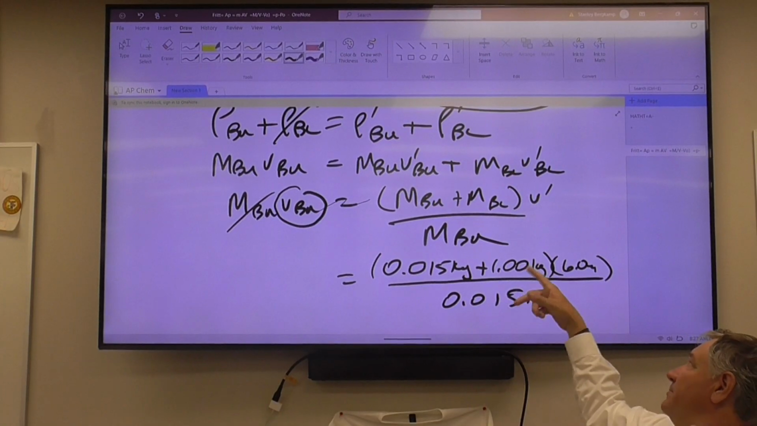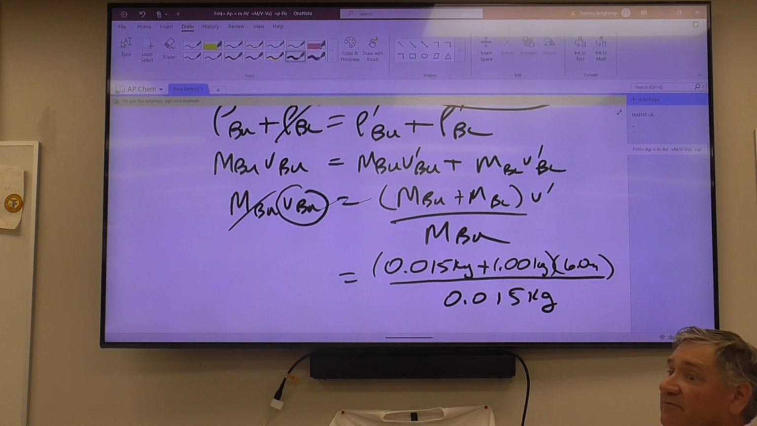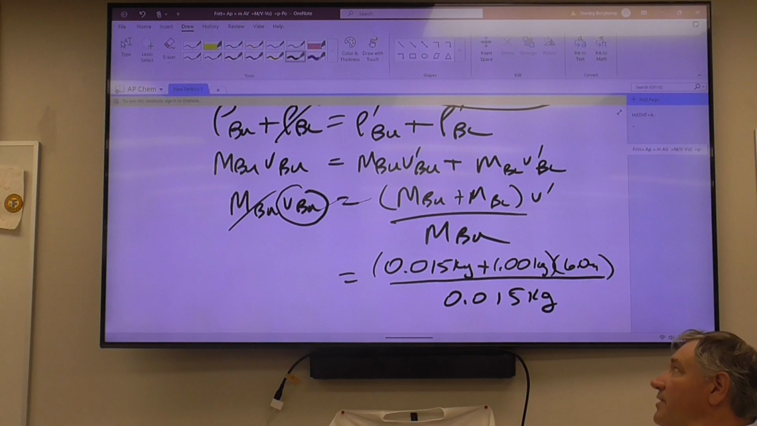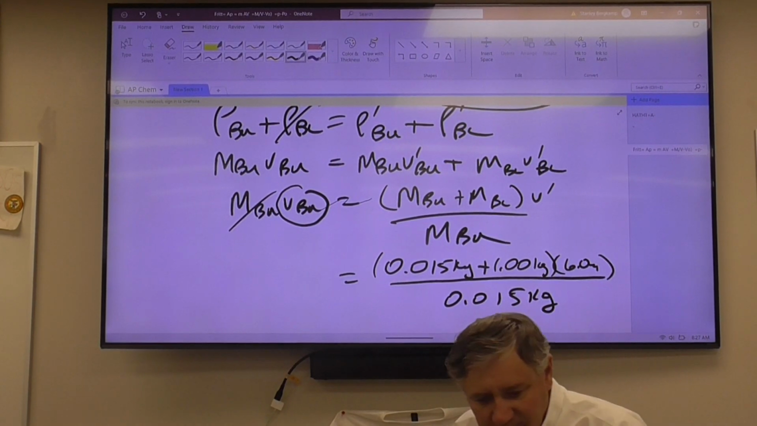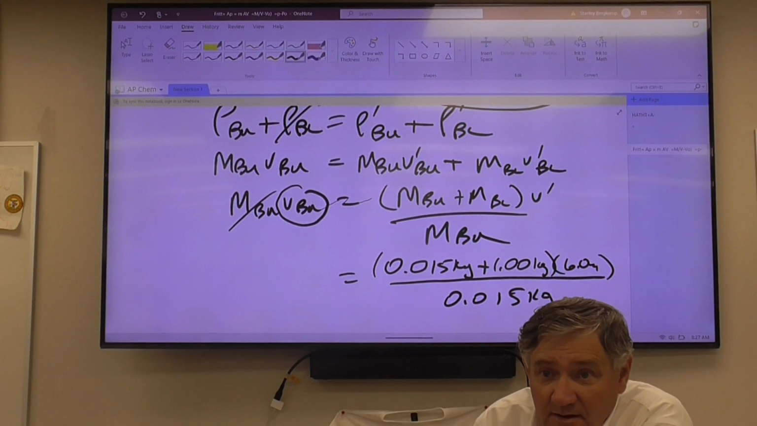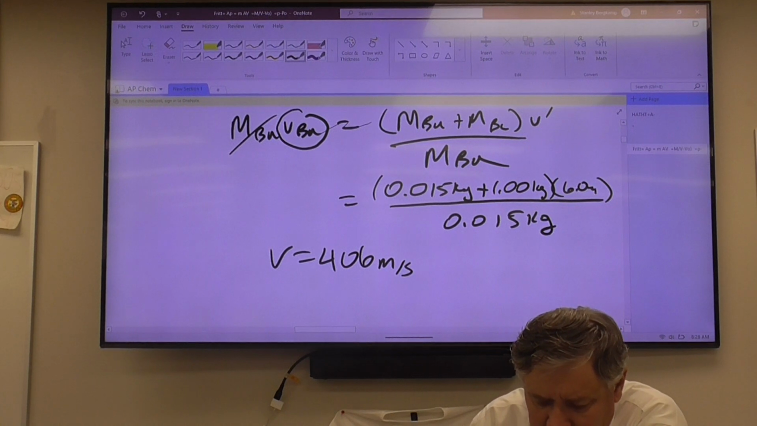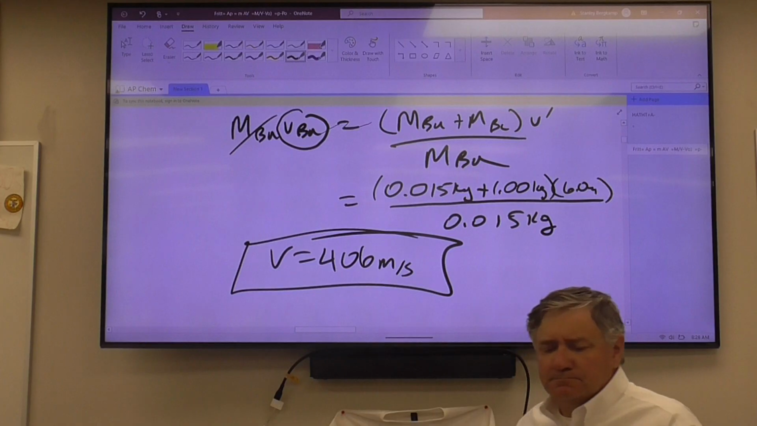Is the velocity going to be bigger or smaller than 6 meters per second? Bigger. Why? The mass of the system increased. I want the same momentum, but I have more mass, so it has to be going faster. Okay, somebody get out a calculator and give me an answer. 406. A little bit faster than the speed of sound. 406 meters per second. Cool.